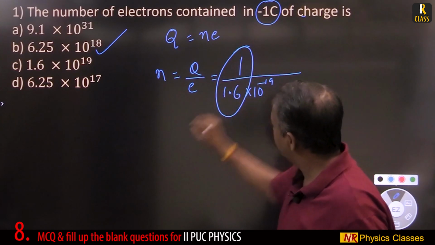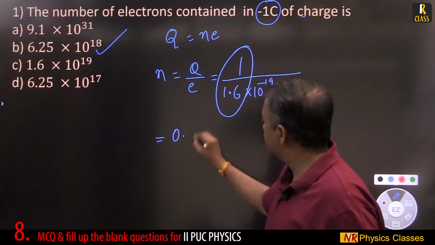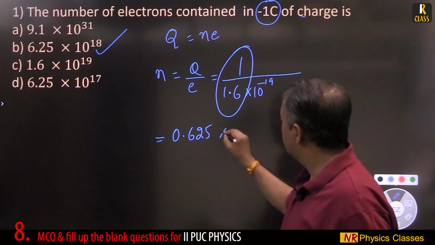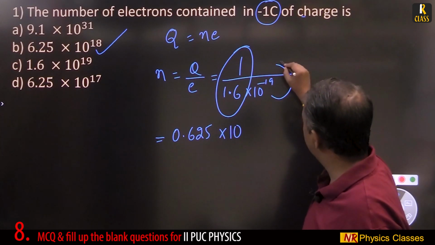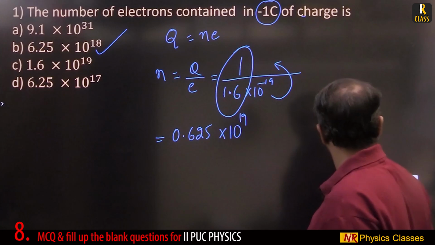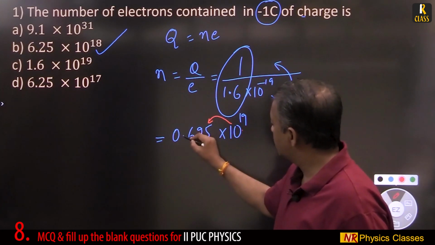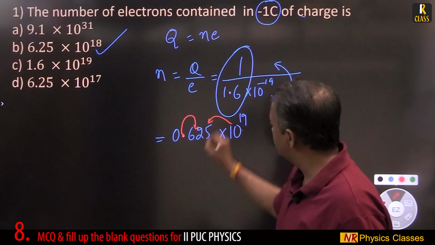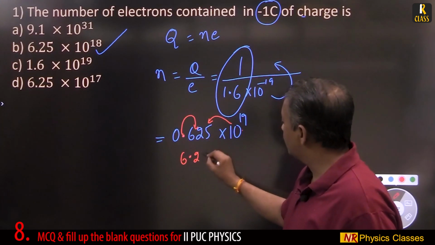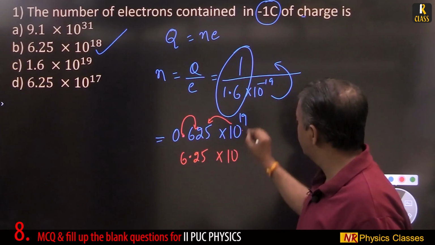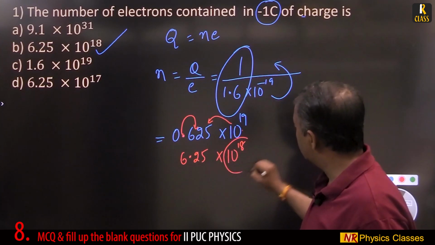So this ratio gives 0.625. This gives 10 to the power of 19. As a result, the decimal is shifted, giving 6.25 × 10^18.